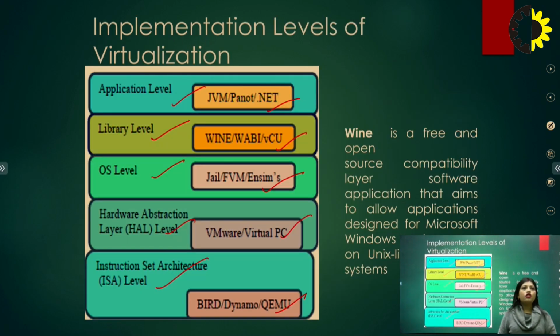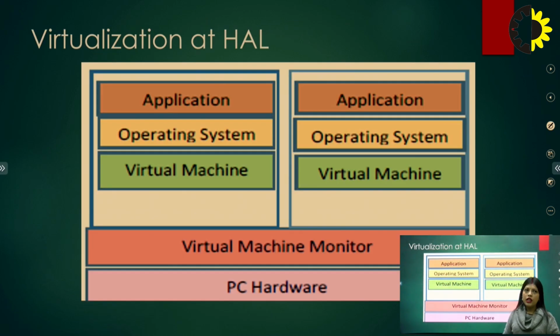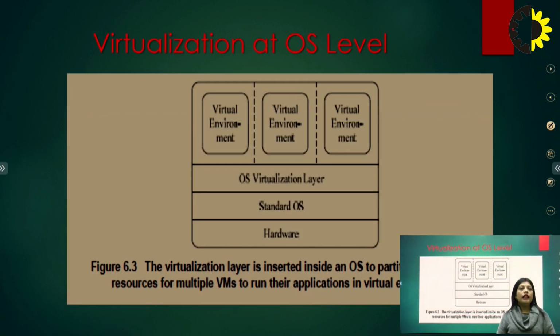So, virtualization at the hardware abstraction level. This is the hardware abstraction level. We have the same concept: hardware, virtual machine monitor, virtual machine operating system, and application. Next is virtualization at OS level. In virtualization at OS level, we have only one standard operating system.